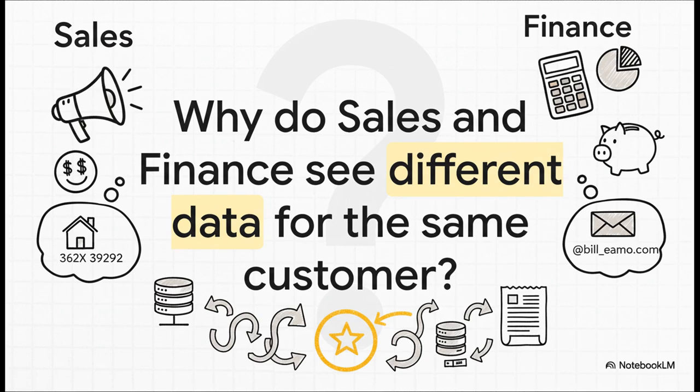So, here's a problem you've probably seen a million times. Sales has one address for a customer, finance has another, and billing, they've got a completely different email. It's organized chaos, right? To really get how to fix this, let's follow the data trail for just one customer. We'll call him John Smith.